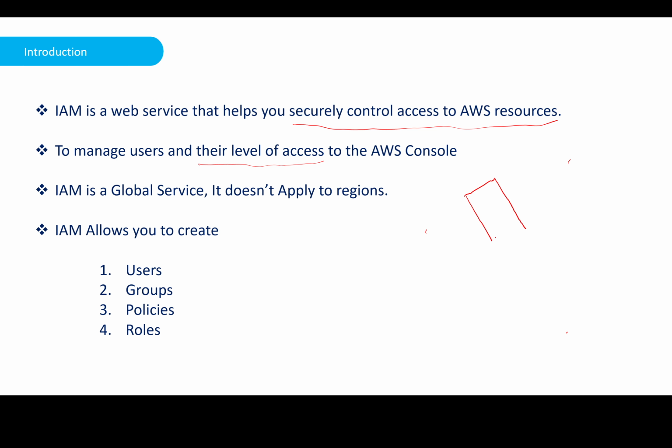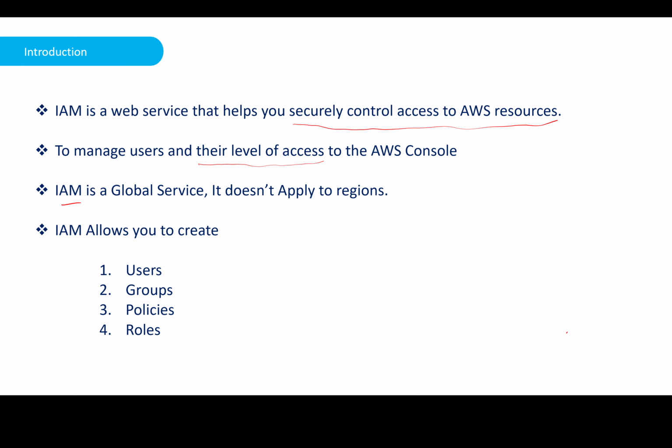Whenever you are going to create a server, this has to be physically present in a geographical location. So it requires a region. We need to select a region before creating the server. But the IAM service doesn't belong to any region. Whatever users we create, they are available on all regions, which means it is a global service.